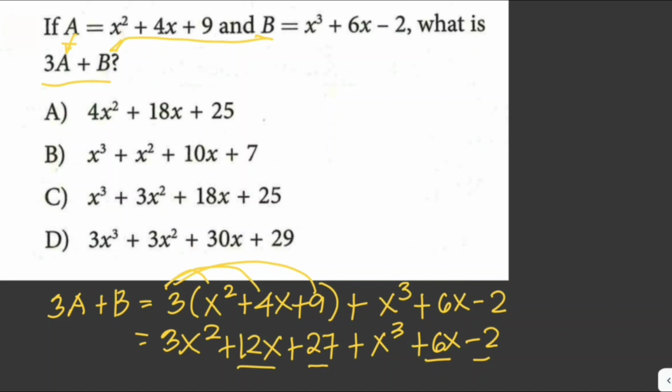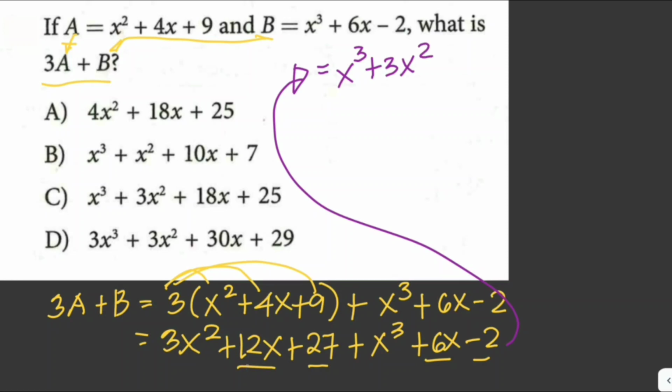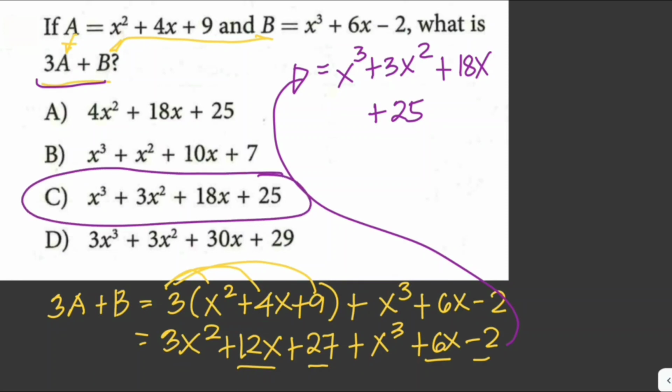So this would be x cubed plus 3x squared, then 12x plus 6x is 18x, then 27 minus 2 is plus 25. So 3A plus B is just equal to x cubed plus 3x squared plus 18x plus 25. So the answer here is letter C.